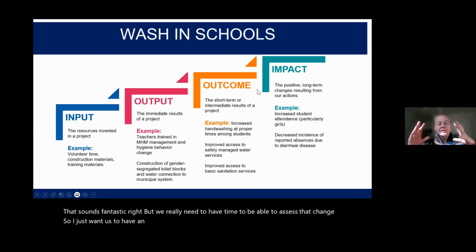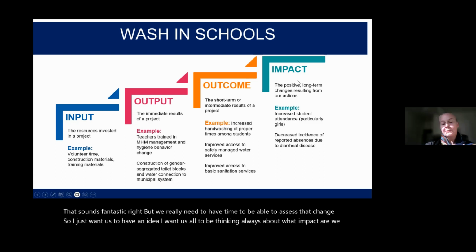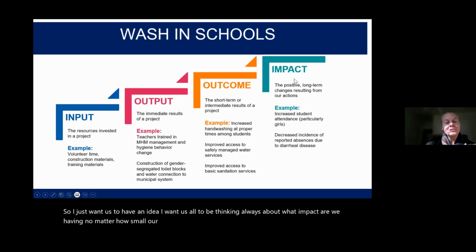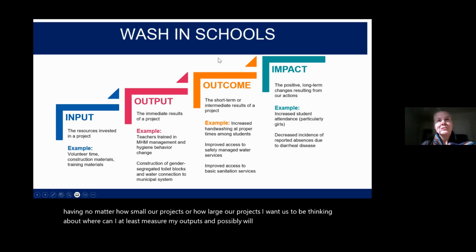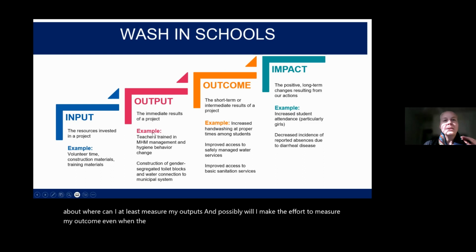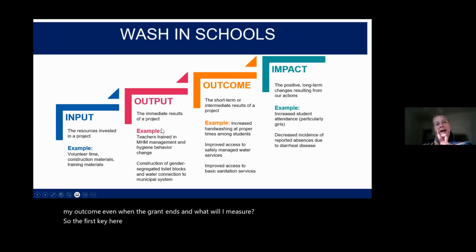So I just want us to have an idea. I want us all to be thinking always about what impact are we having, no matter how small our projects or how large our projects. I want us to be thinking about where can I at least measure my outputs, and possibly will I make the effort to measure my outcome, even when the grant ends? And what will I measure? So the first key here, like I said, is we have to identify what our outputs and outcomes are before we actually measure.